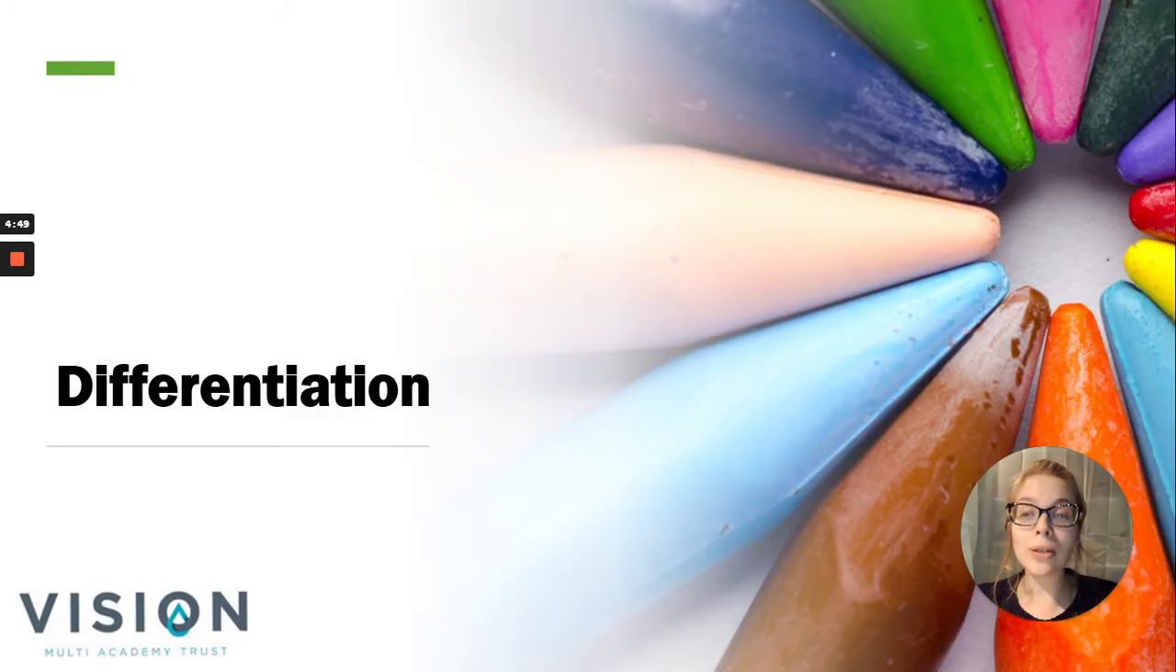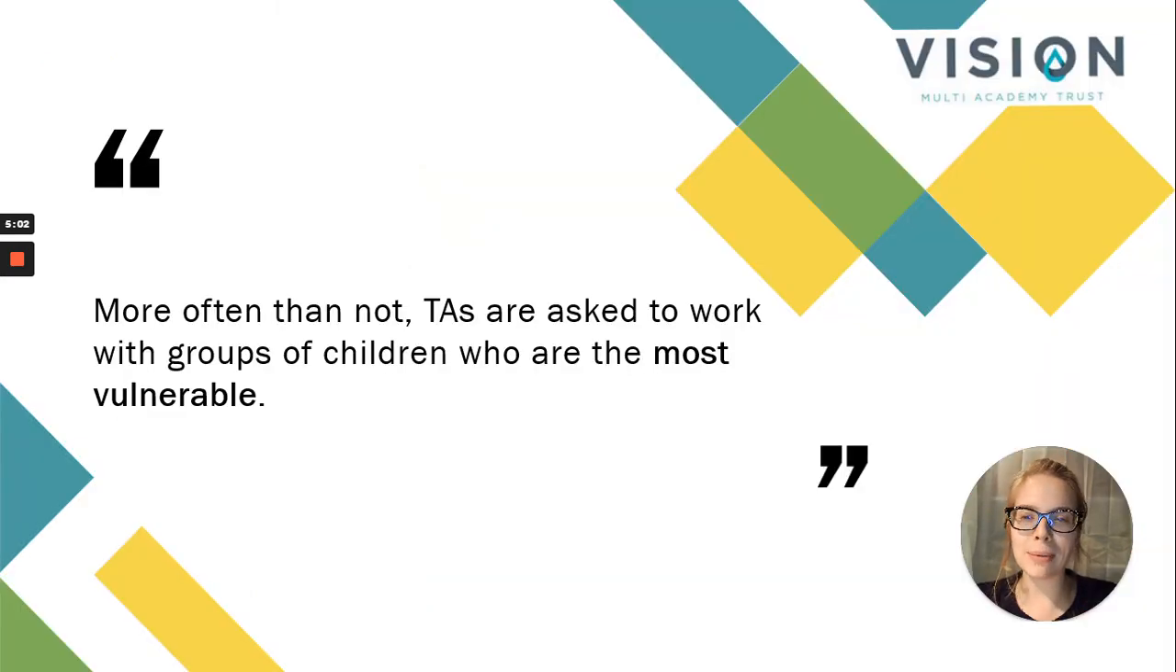Okay, so now we're going to be looking at differentiation, because we're well aware that when you're working with a group of children, they often have very, very different abilities. So it's important that you know how you can support each of the different ability groups, so to speak. More often than not, TAs are asked to work with the groups of the children who are the most vulnerable.